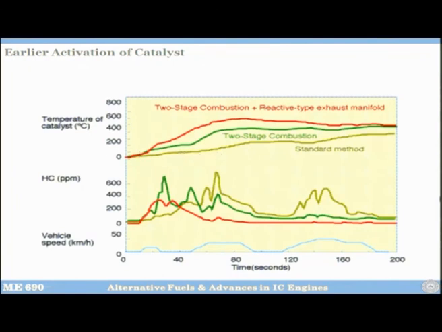So, this is one typical actual experimental data set which shows how you can do the earlier activation. So, now you see here without any two stage combustion, without any reactive manifold, about 200 seconds it took for HC to get controlled, and here with these two you are able to control the HC emissions in 40-50 seconds, 1/4 of the time.